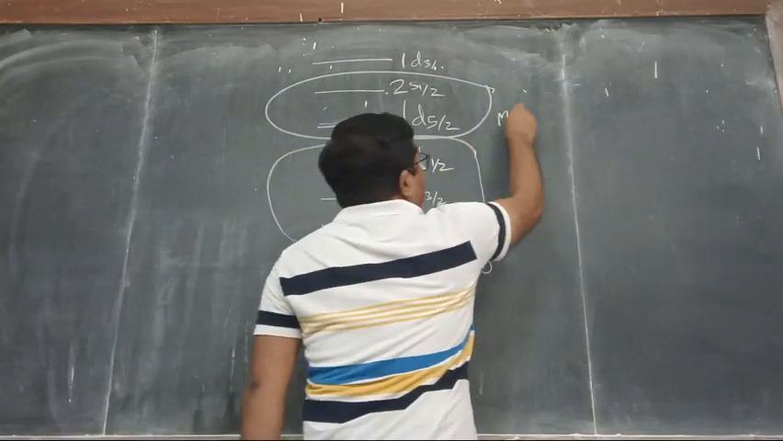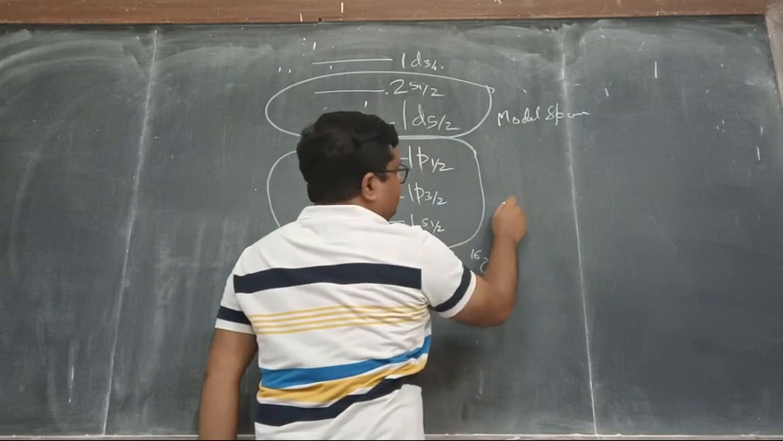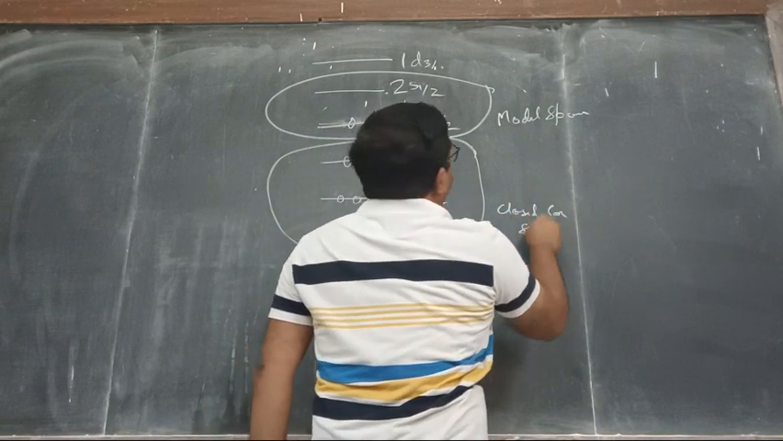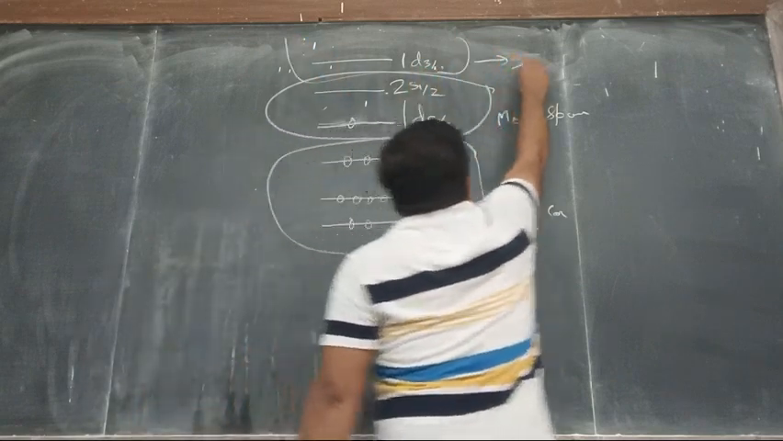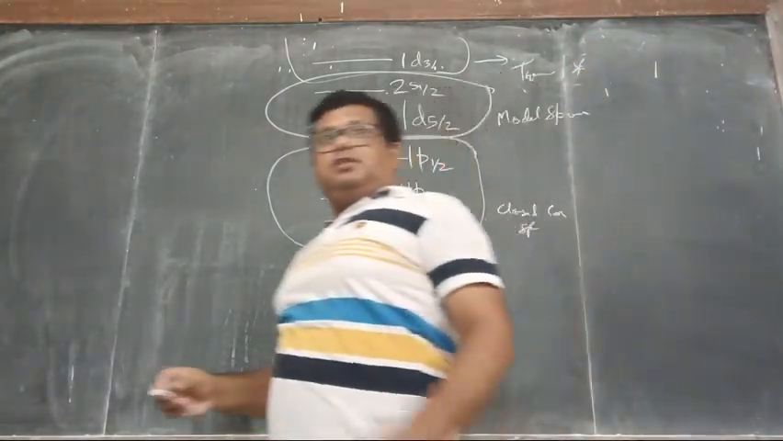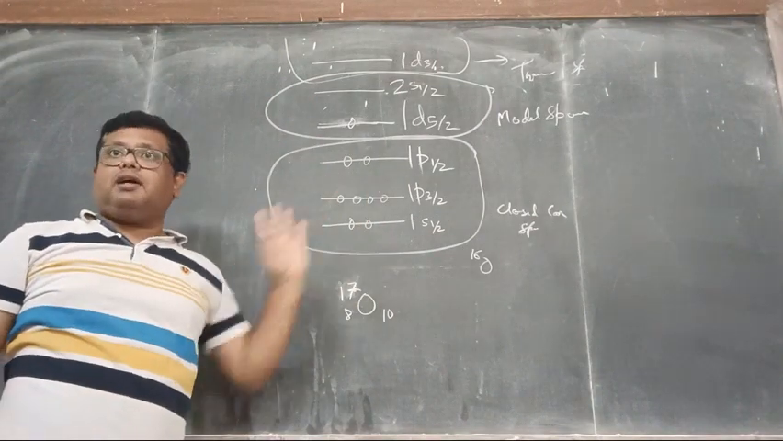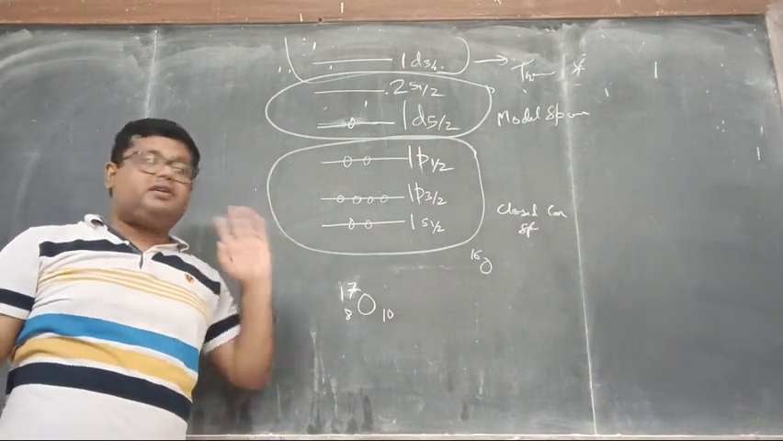So, this is my model space, this is the closed core space, and anything above this corresponds to the truncated space. Okay, so this is the very first step towards the configuration mixing shell model. Understand? This is the very first step.